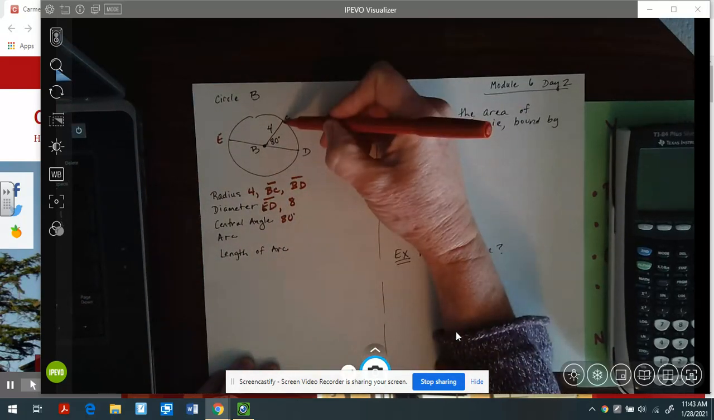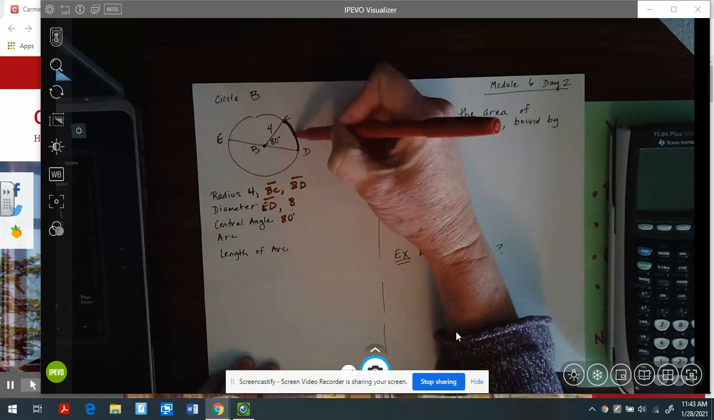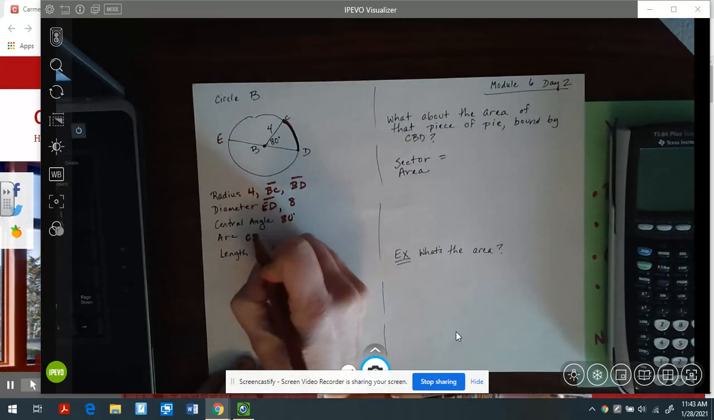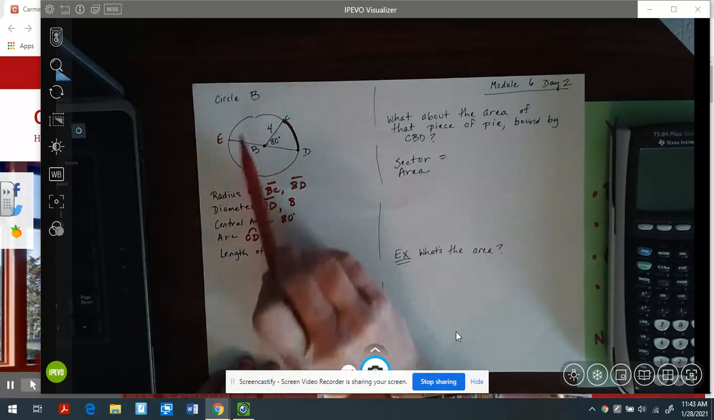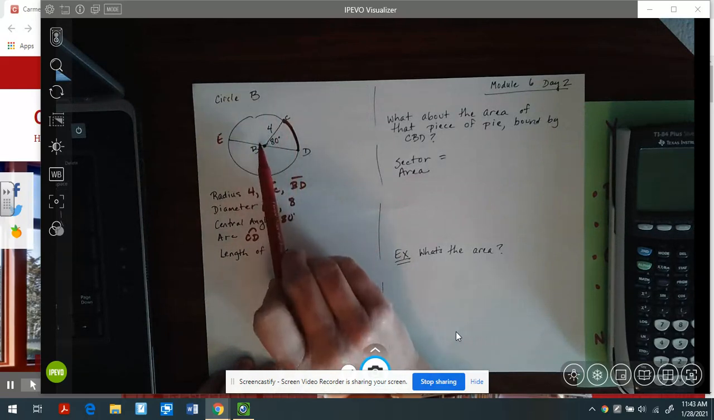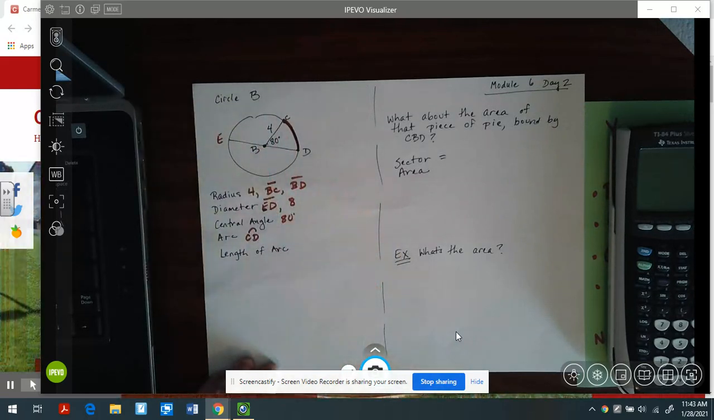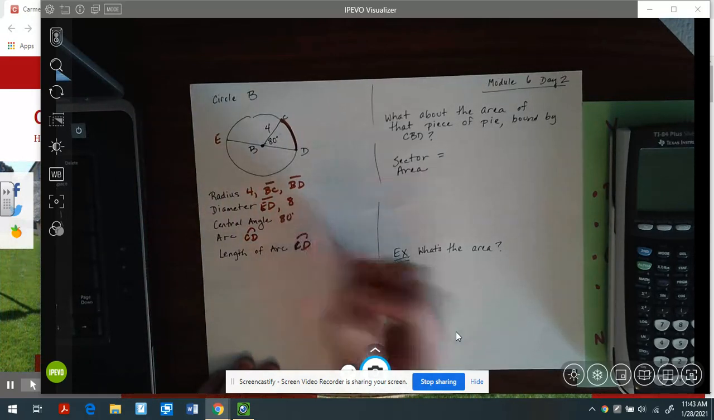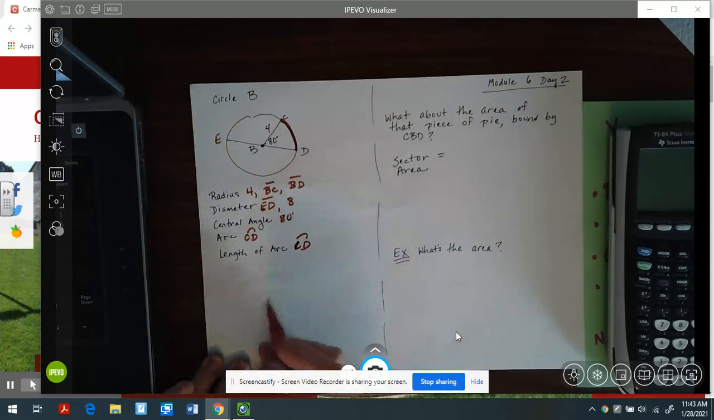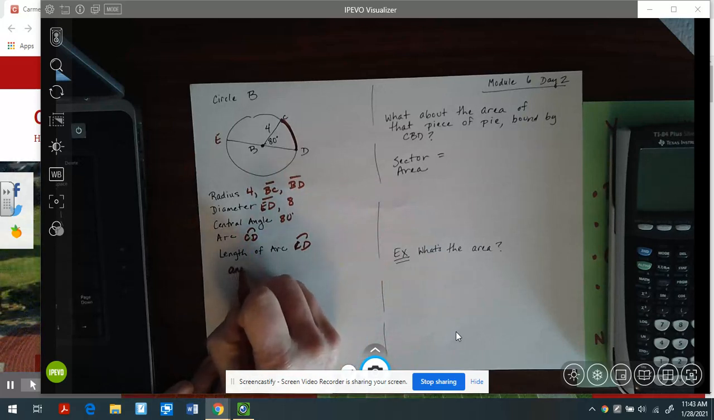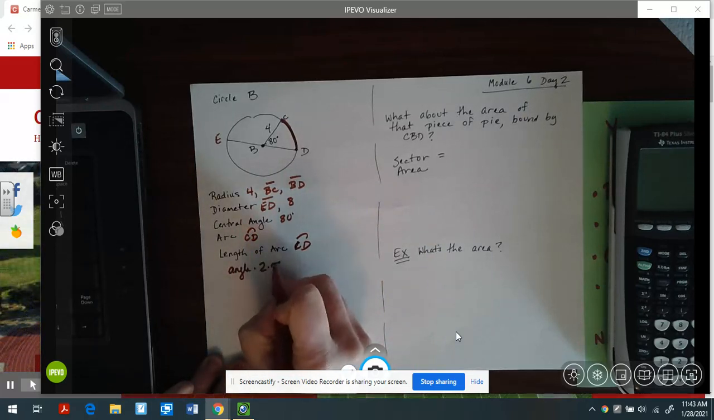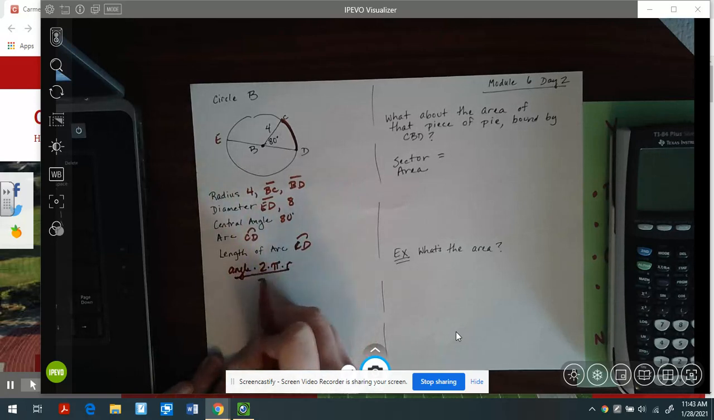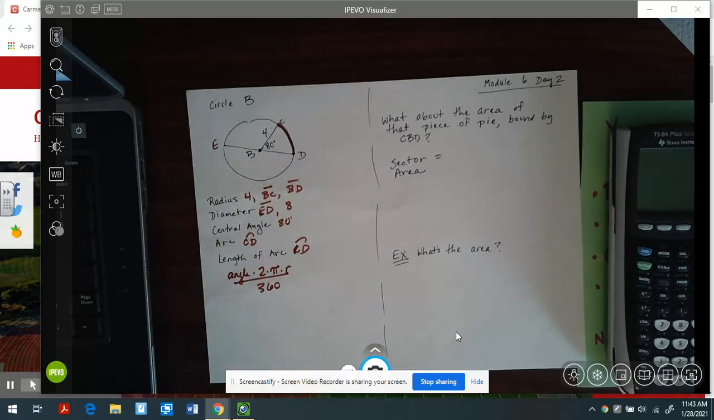Arc, in this case, because of the 80 being at the center of it, we're going to be looking at arc CD. There's also an arc EC, and that would have a central angle of 100, but we're not going to do that. I would like to know the length of arc CD. The formula, as a reminder, is central angle times 2 times pi times radius divided by 360. We're going to have two different types of answers, one with pi and one without.